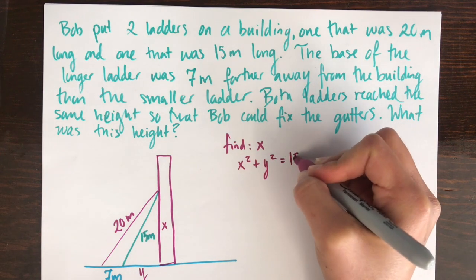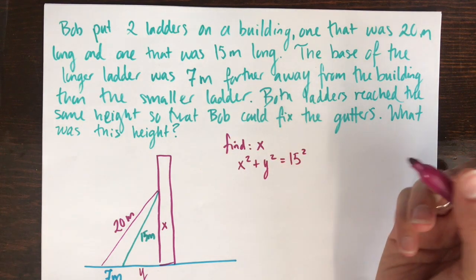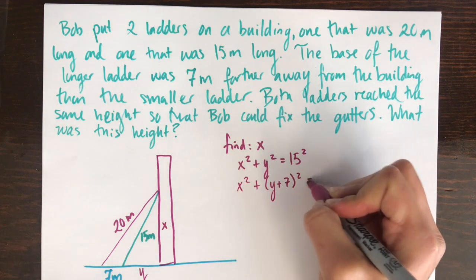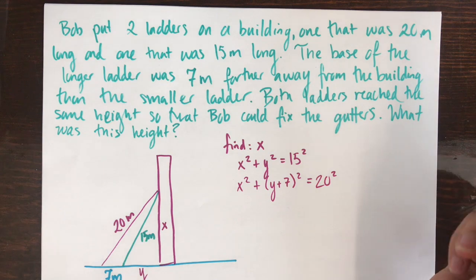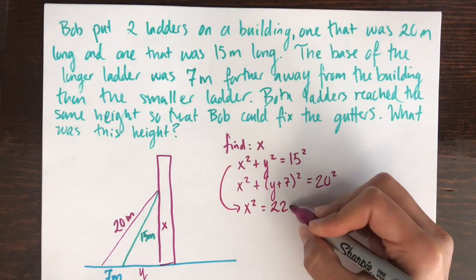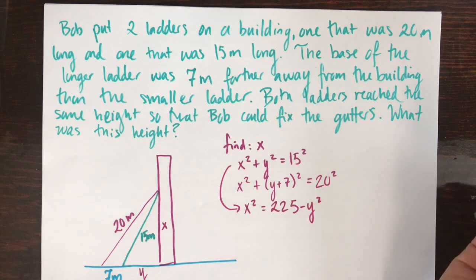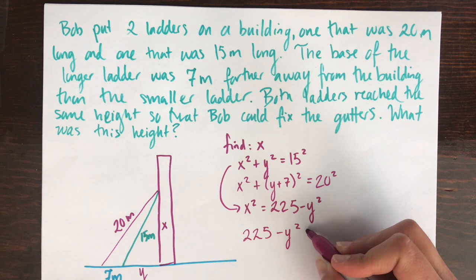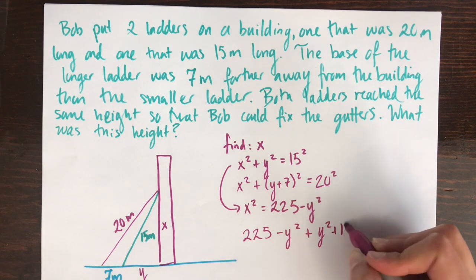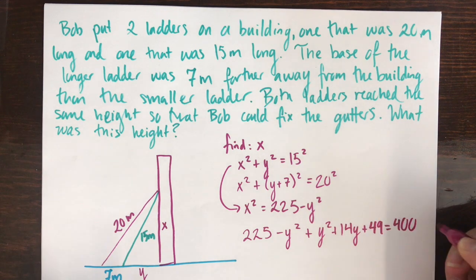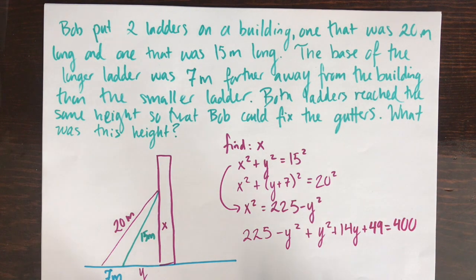So the first thing is that I have 2 triangles, right? So x squared plus y squared is equal to 15 squared. But also, what I might realize is that x squared plus y plus 7 squared is equal to 20 squared. That's the second bigger triangle where the base is y plus 7. So I'm going to take the first equation and solve it for x squared. So x squared is equal to 225 minus y squared. And I'm going to plug that x squared into the second equation. So it's 225 minus y squared plus y squared, expanding the y plus 7 squared, plus y squared plus 14y plus 49 is equal to 400.